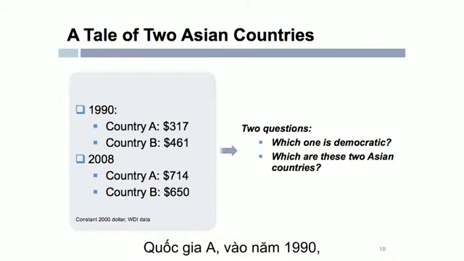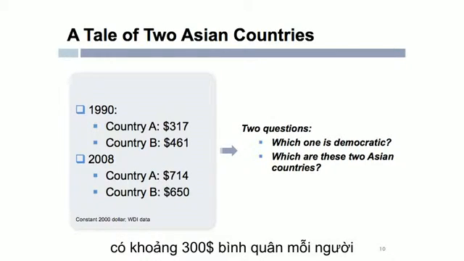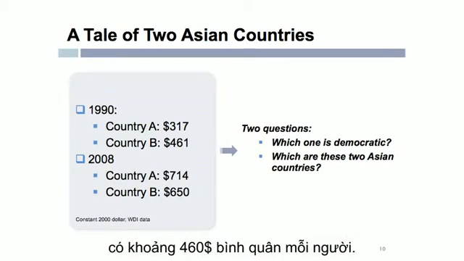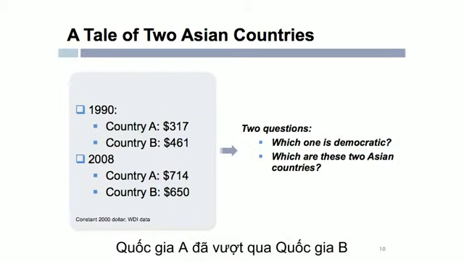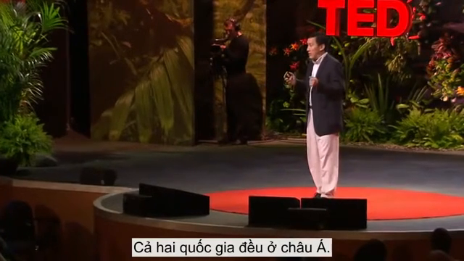Country A in 1990 had about $300 per capita GDP, as compared with country B, which had $460 in per capita GDP. By 2008, country A has surpassed country B with $700 per capita GDP, as compared with $650 per capita GDP. Both countries are in Asia.